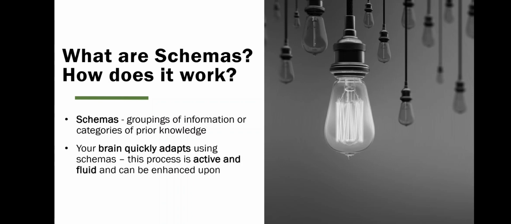When new information comes in that does not fit nicely into certain already pre-existing schemas, our brain will adapt quickly by finding ways to fit the new knowledge into already present schemas or by creating new categories. This process is much like a river. It is active and fluid and can be enhanced with the right efforts and tools.